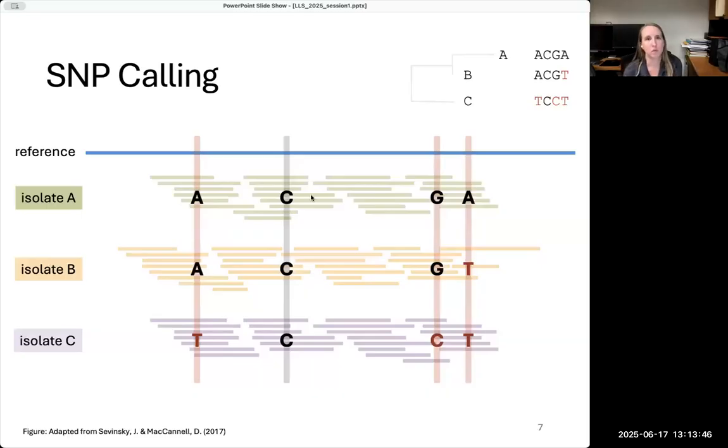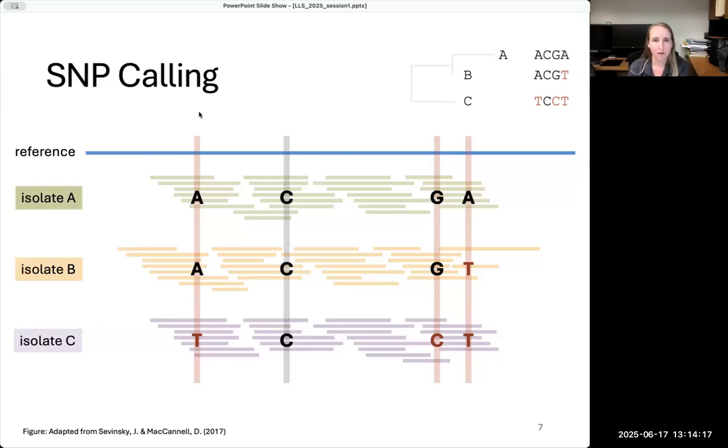So here's just a simple illustration of all of this. This blue line here would be the reference genome that we're mapping the reads to. And then these little thin rectangles here are going to be our reads, right? So we're mapping them back to the reference. And again, we'll have a bunch of little reads and they'll map to where they need to go in the reference. And in this example, we have 3 different isolates, isolate A, isolate B, and isolate C.